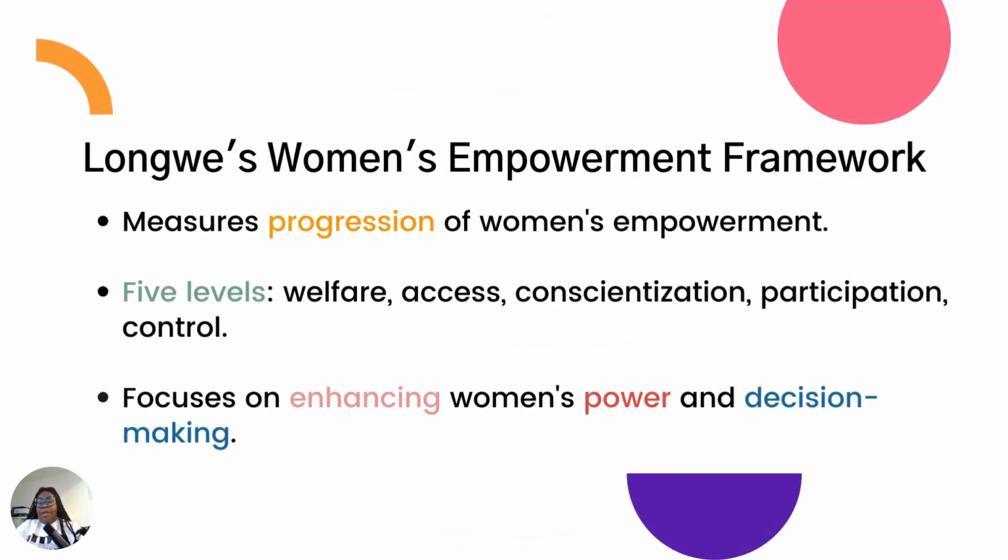Lastly, we'll examine Longway's Women's Empowerment Framework. This comprehensive framework evaluates the progression of women's empowerment across five levels: welfare, access, conscientization, participation, and control. It's a powerful tool for understanding not just the status of women, but also the process of empowerment.